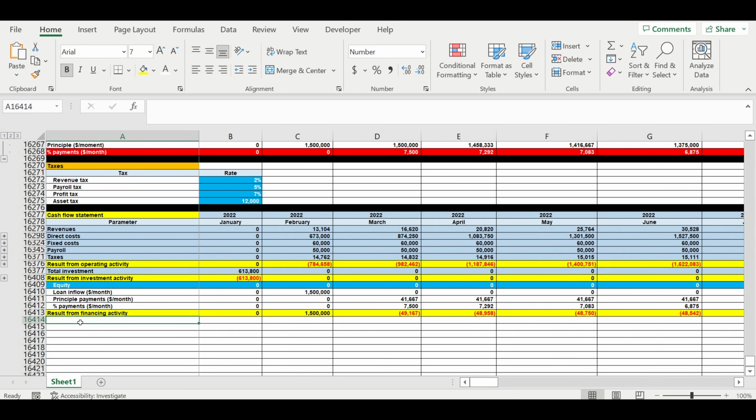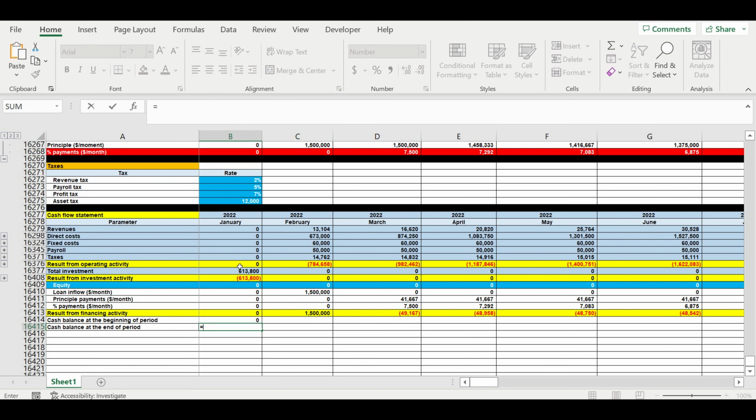Then we are adding the line called cash balance at the beginning of the period. Here it is 0 for the first month. Then cash balance at the end of the period will be result from operating activity plus the result from investment activity plus the result from financing activity plus the beginning balance. And then this value moves to the right, becoming the cash balance at the beginning of the period for the next month, and then we will just extrapolate this formula to the right.